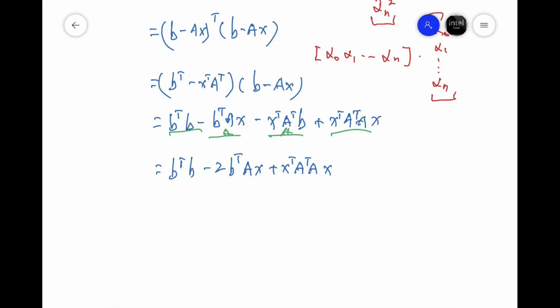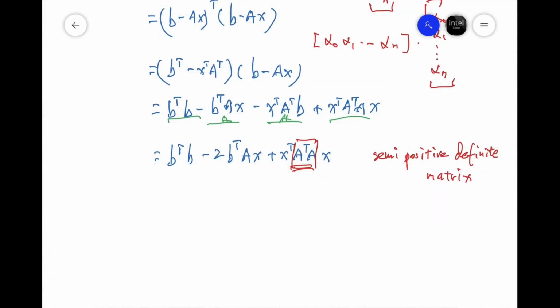And how can we say that it is the local minimum instead of a local maximum? Because this matrix here, namely A transpose A, is a semi-positive definite matrix. It gives us a nice property that in most of the cases it will have a local minimum. Here I say most cases because there are some corner cases where this assumption doesn't hold. But in our example, this will work.